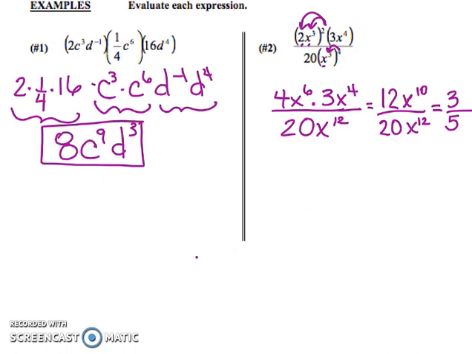And then I take a look at my x's. I've got x to the 10th upstairs and x to the 12th downstairs. Think subtraction, or I just like to think canceling. I've got 10 x's upstairs, I've got 12 downstairs. Where do I have more? Downstairs. Okay, how many more? Well, I've got 10 upstairs, I've got 12 downstairs, which means I've got 2 more downstairs. So that means that I'm going to end up with x squared in my denominator. And I'm done with that one. 3 over 5x squared is my answer.